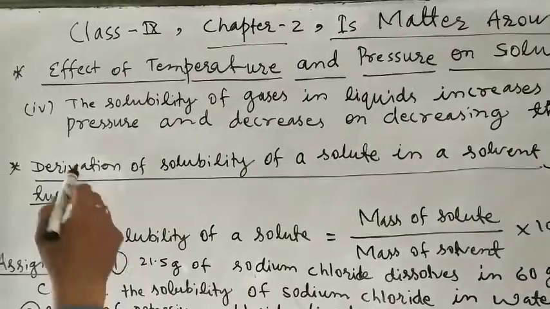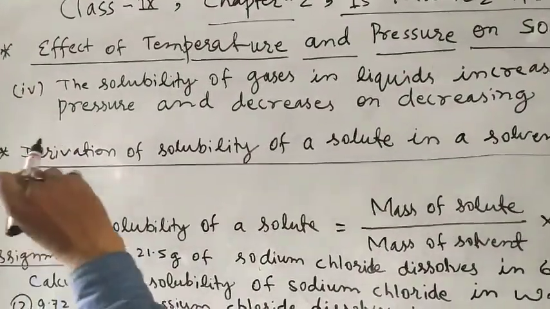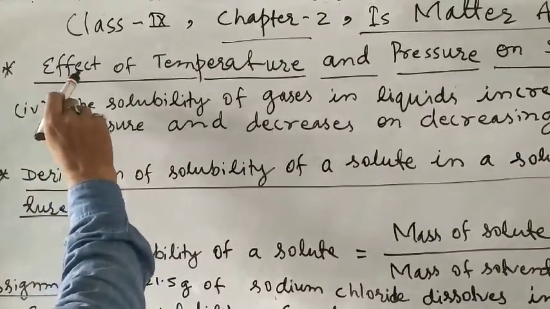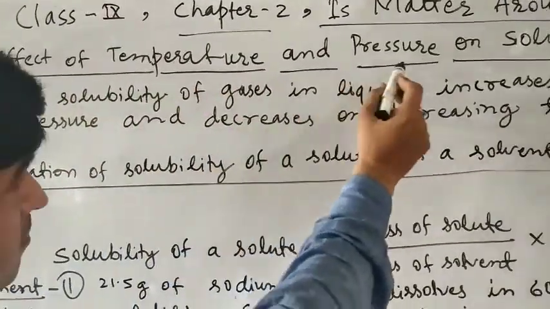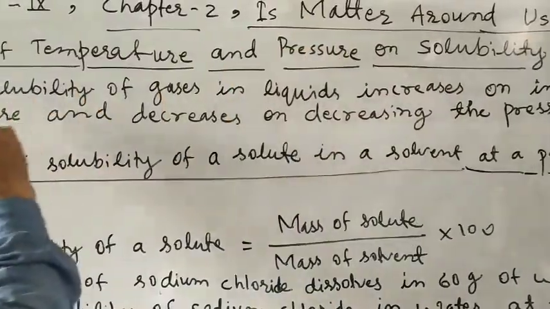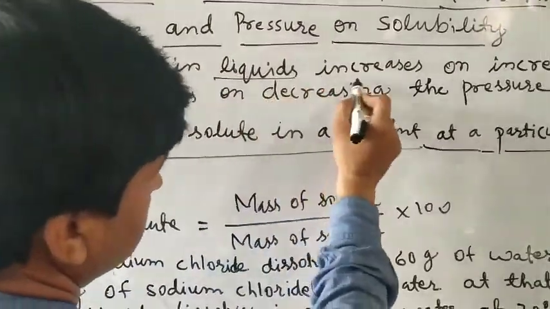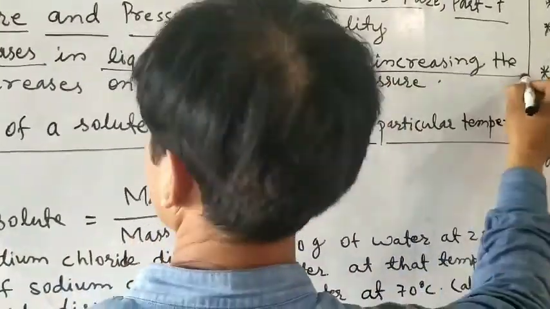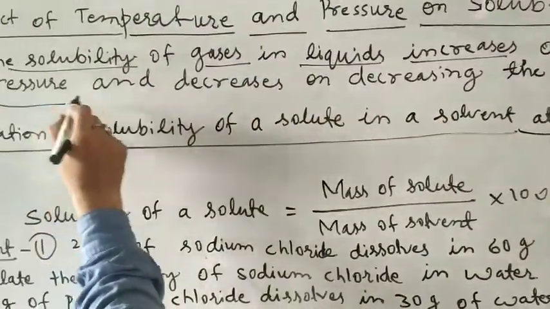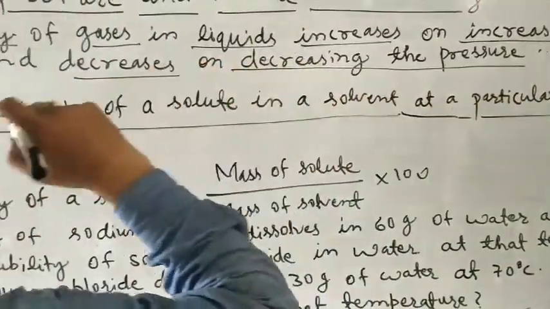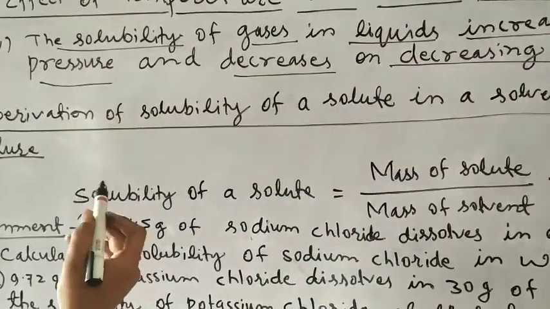In the previous segment, one point remained: the effect of temperature and pressure on solubility. That point is that the solubility of gases in liquids increases on increasing the pressure and decreases on decreasing the pressure. That means it is directly proportional to the pressure.